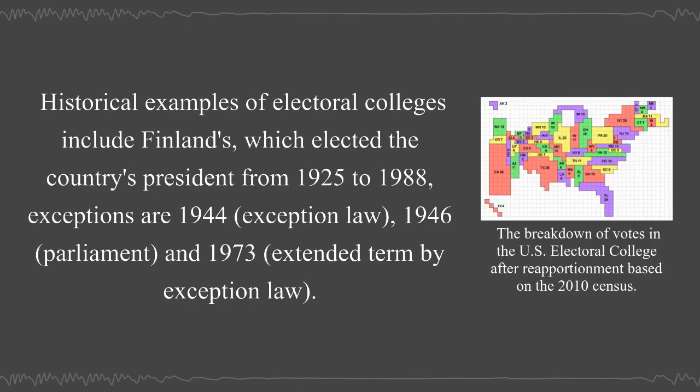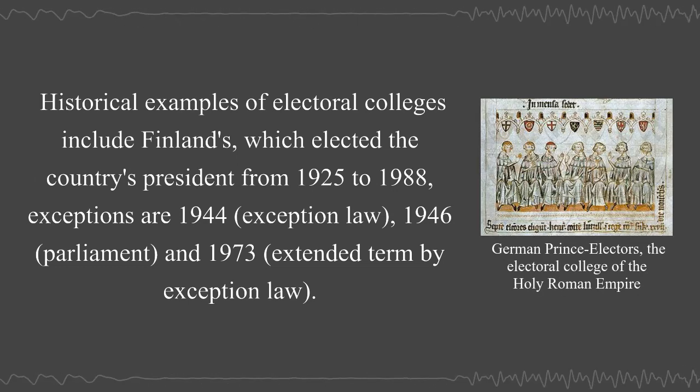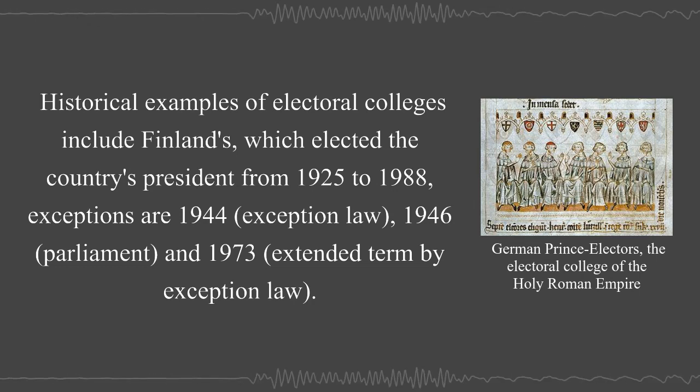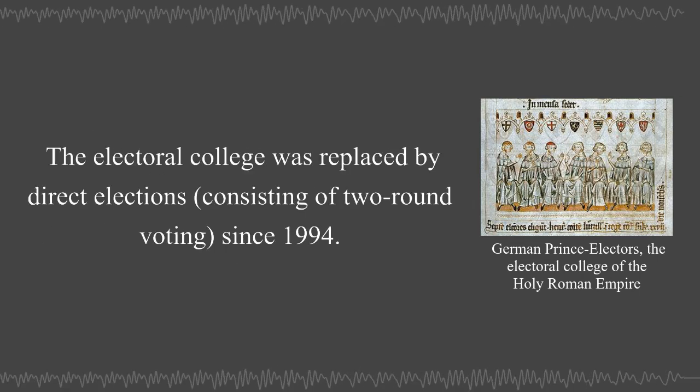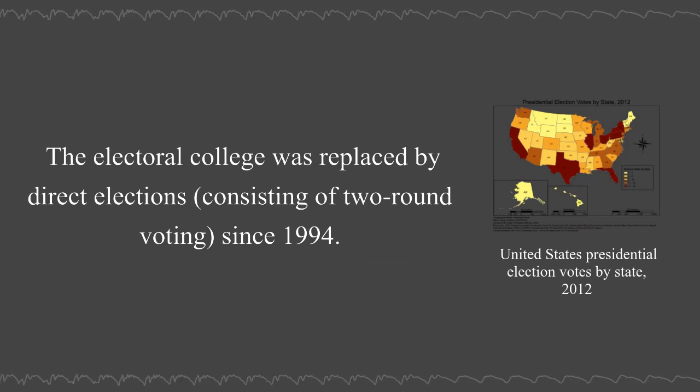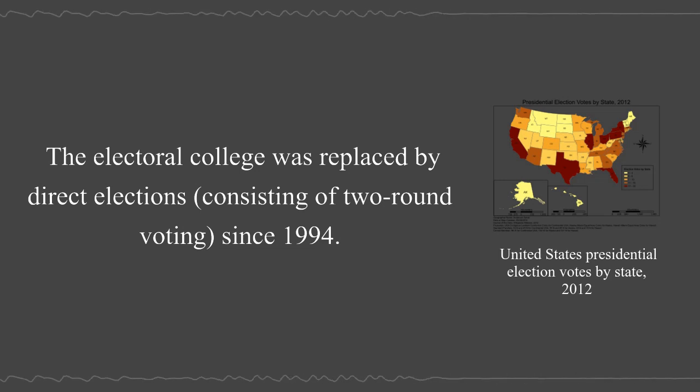Historical examples of electoral colleges include Finland's, which elected the country's president from 1925 to 1988. Exceptions were the 1944 Exception Law, the 1946 Parliament, and the 1973 extended term by Exception Law. The Electoral College was replaced by direct elections, consisting of two-round voting, since 1994.